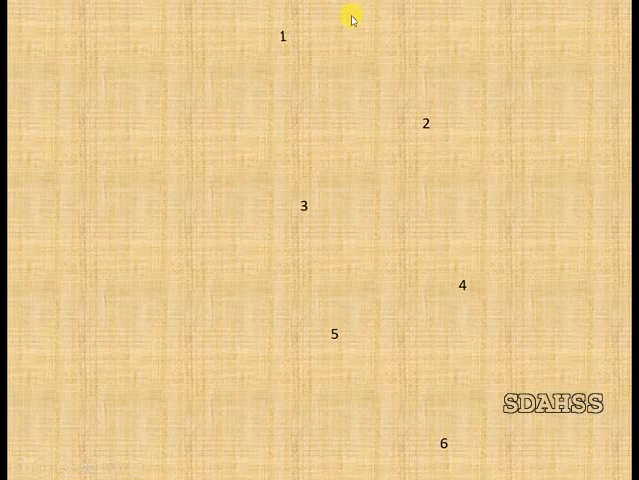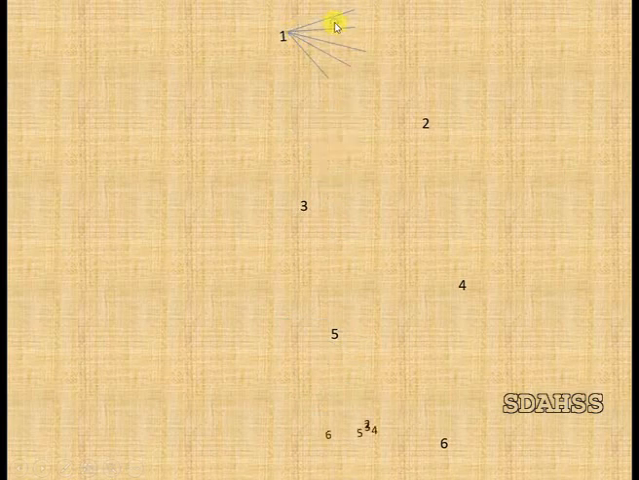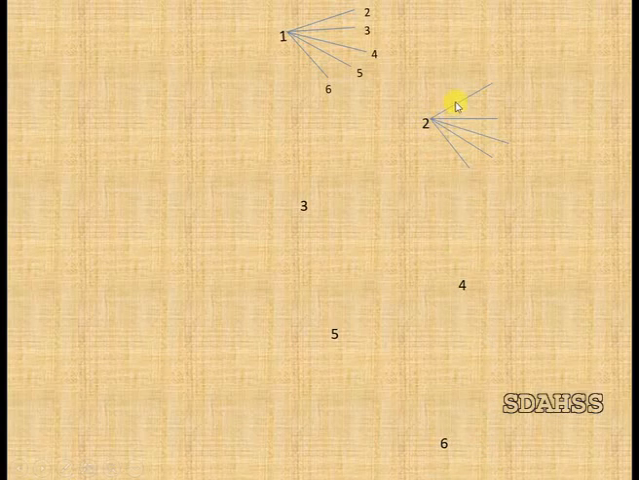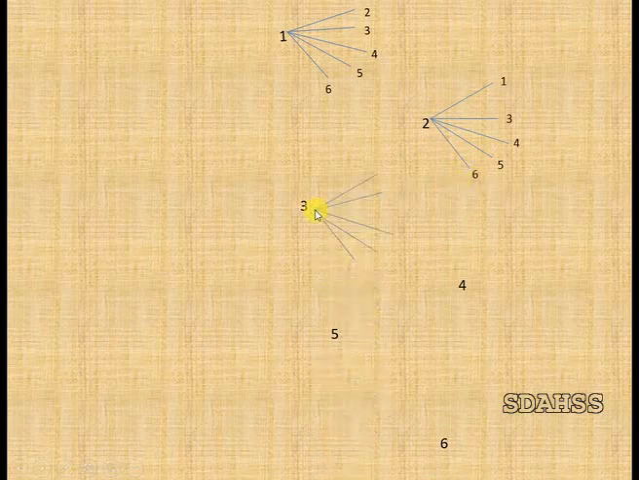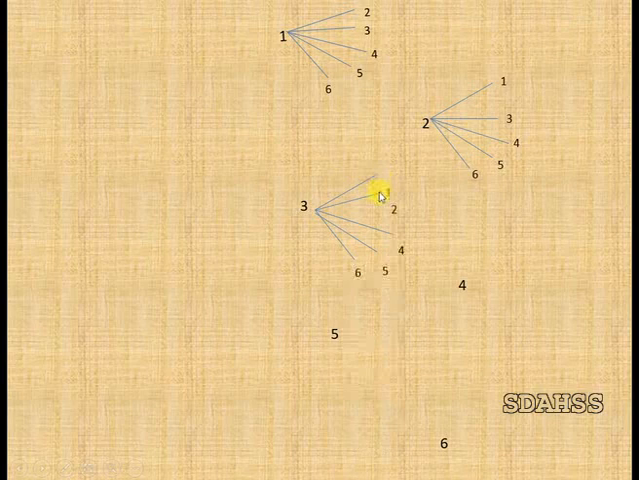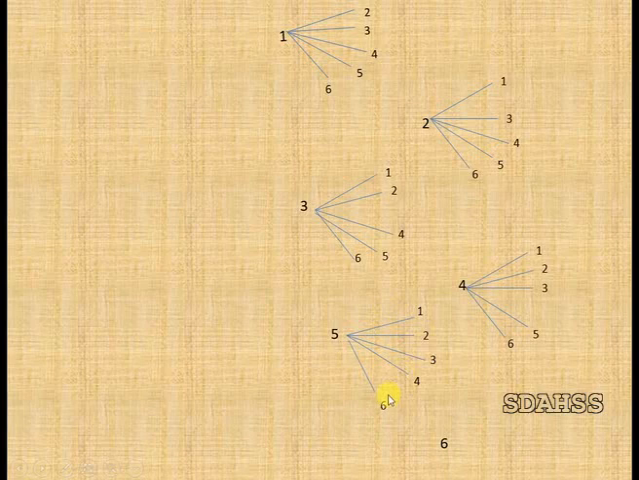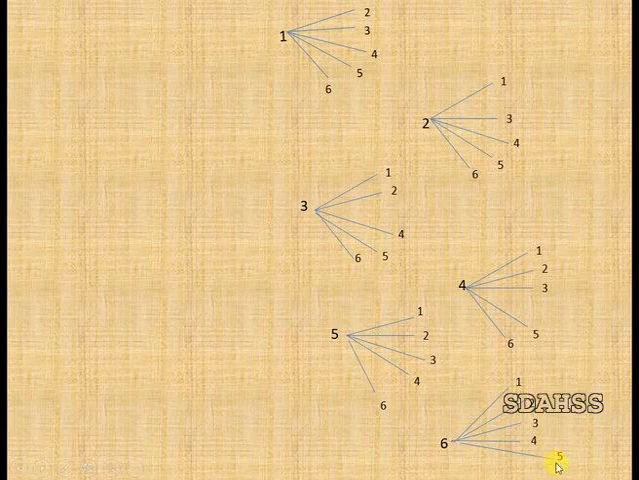If you select ball number 1, then the remaining balls are 2, 3, 4, 5, 6. If you select ball number 2, then the remaining balls are 1, 3, 4, 5, 6. If you select ball number 3, then the remaining are 1, 2, 4, 5, 6. If you select 4, then the remaining are 1, 2, 3, 5, 6. If you select 5, then the remaining are 1, 2, 3, 4, 6. If you select 6, then the remaining are 1, 2, 3, 4, 5.